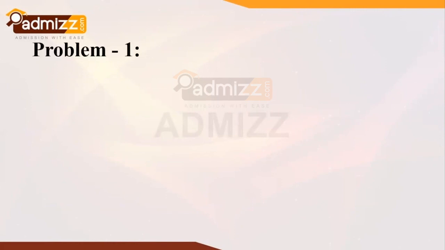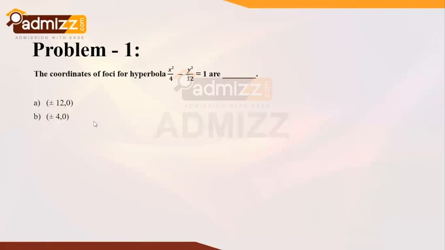So problem 1: given the hyperbola x square by 4 minus y square by 12 equals 1, we need to find the coordinates of the foci. Is it plus or minus 12 comma 0, plus or minus 4 comma 0, plus or minus 6 comma 0, or none of these?